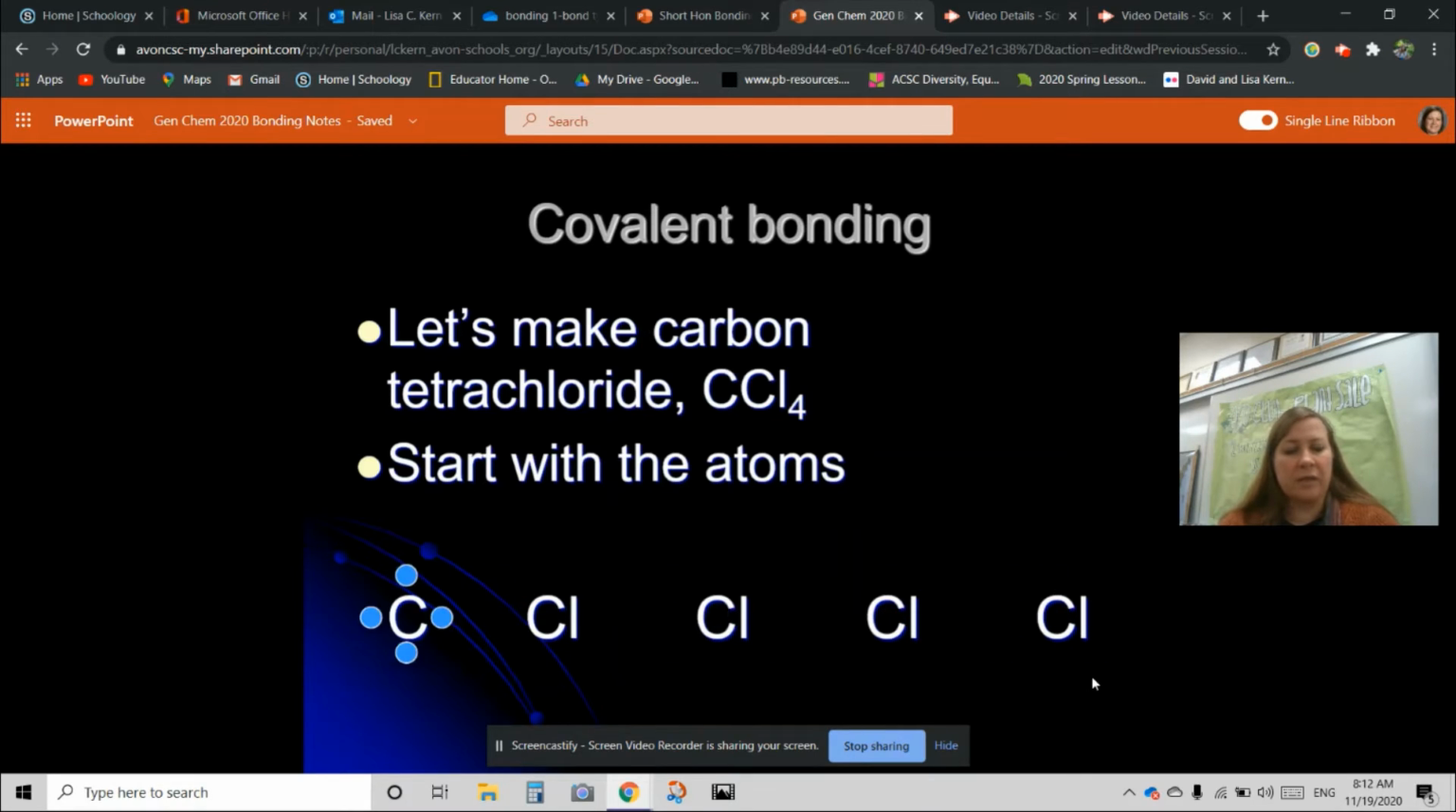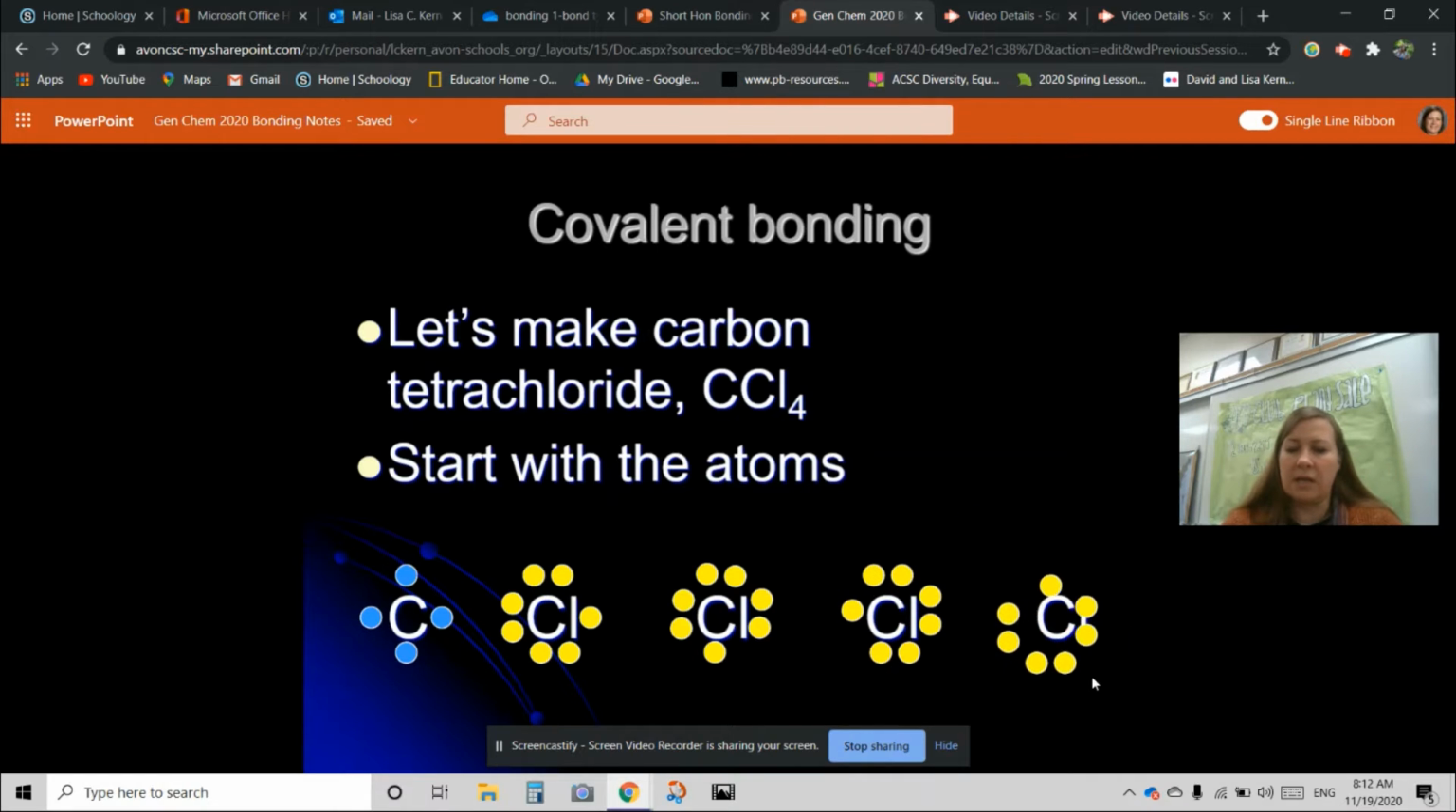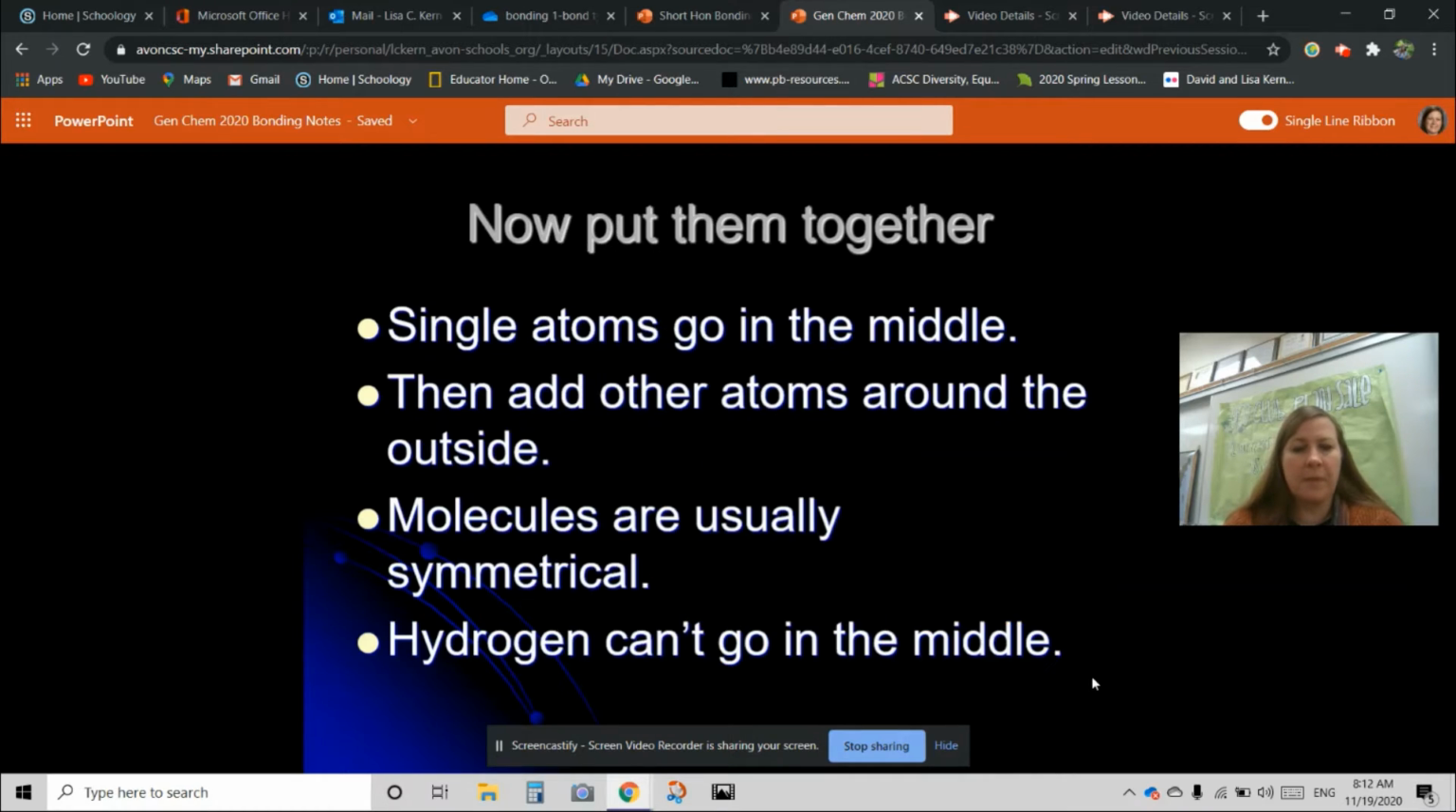Carbon has 4 valence electrons. There they are. Chlorine has 7 each. So we'll put 7 like that. 2 on top, 2 on bottom, 2 on left, and 1 on the right. This chlorine atom's got a slightly different arrangement of electrons. That guy looks like that, and that guy looks like that. So all the chlorine atoms have 7 valence electrons.